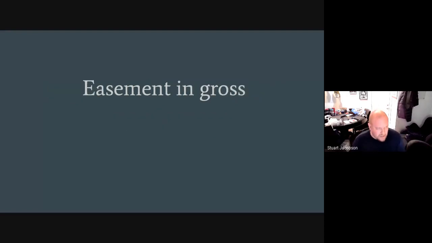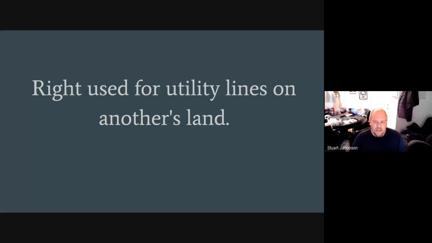Easement in gross. An easement in gross, also referred to as a gross easement, is the right to use land for utility lines on another's land. Other utility companies, too, would have this. Water companies, sometimes, if there's some sort of piping for public sewer, public water, things like that. So several utility companies might have rights to use your land to access their lines and service them. How do I remember this?